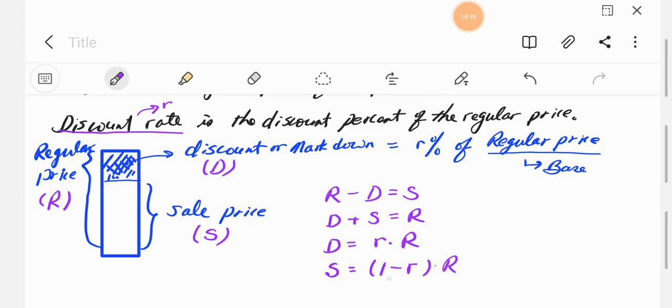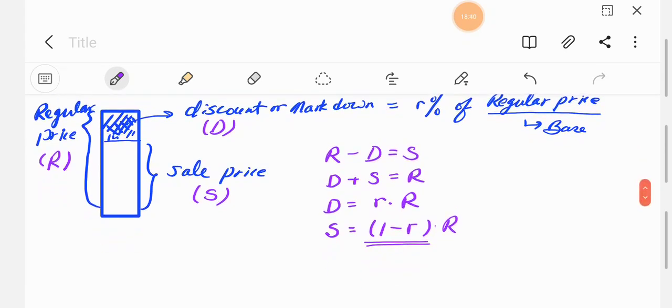So 1 minus R. This part is a little bit confusing. So if the discount rate is 20%, then what is the sale price? Isn't it 80%, right? 100% minus 20 is 80, right? So this one is 0.2, then this will be 1 minus 0.2, so 0.8. So 1 minus 0.2 is 1 minus R. Make sense?